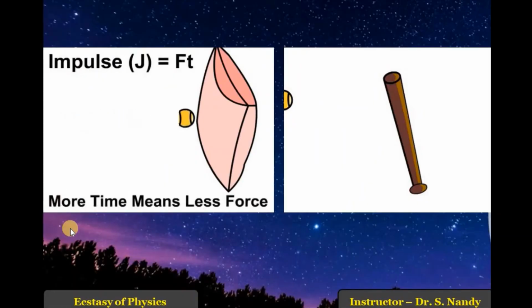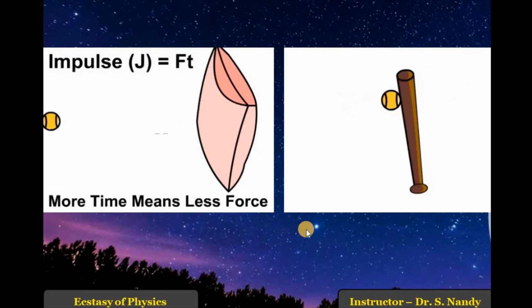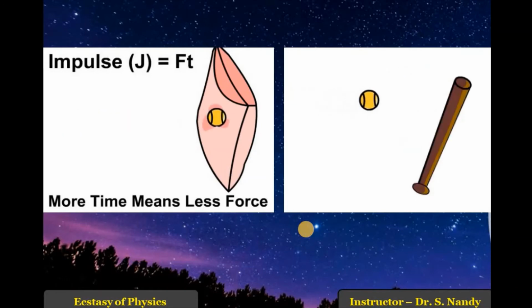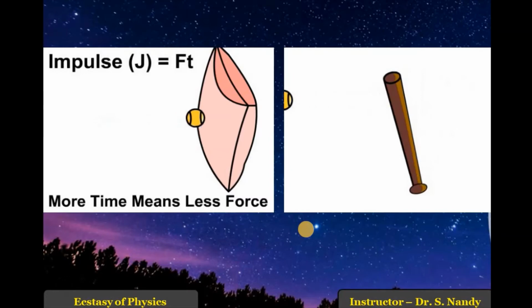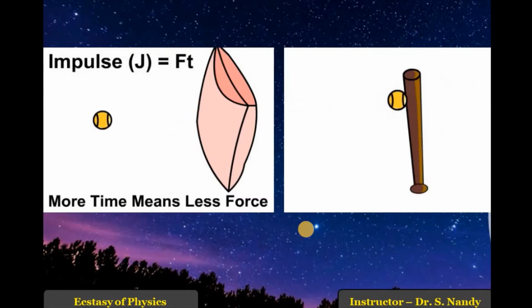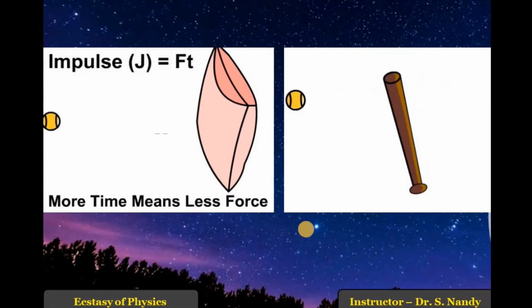Let's consider one example of impulse. In the first case, a ball is striking a pillow. Here the collision time between the ball and the pillow will be more, and since the collision time is more, the force applied on the ball will be less, because impulse consists of force times time. Since the time is high, the force exerted will be less. Now consider the second case, where a bat is striking a ball. Here the collision time between the bat and the ball will be less, so the force exerted on the ball will be high.